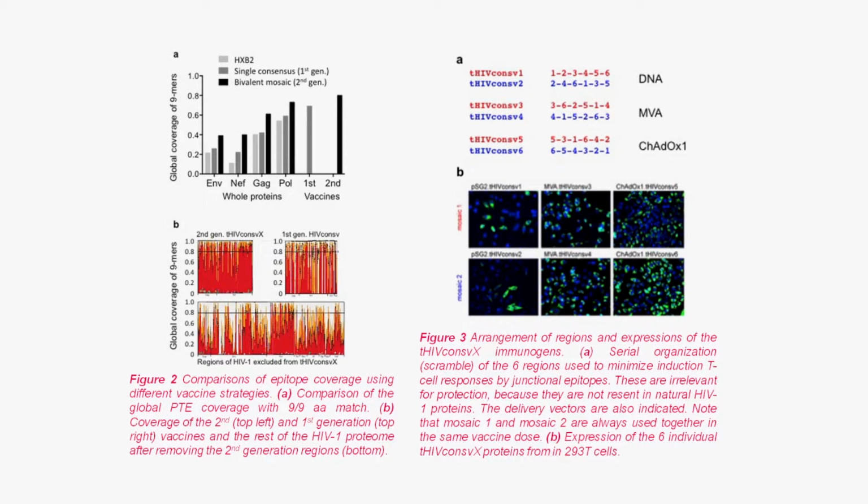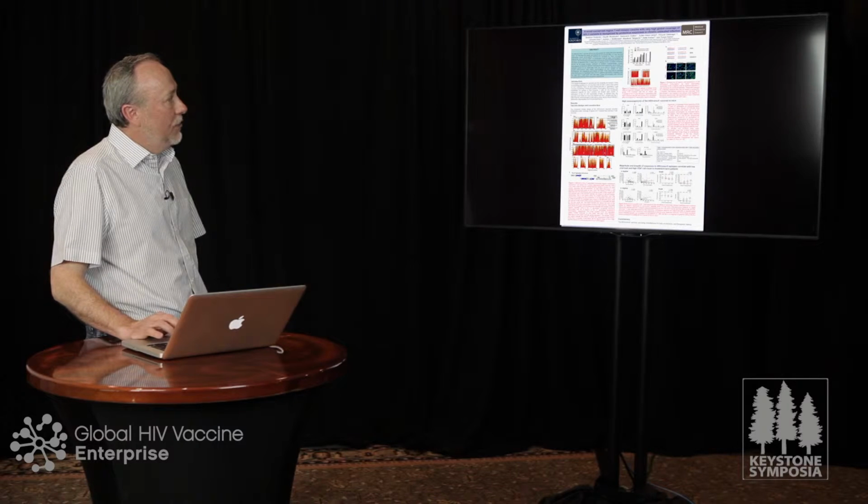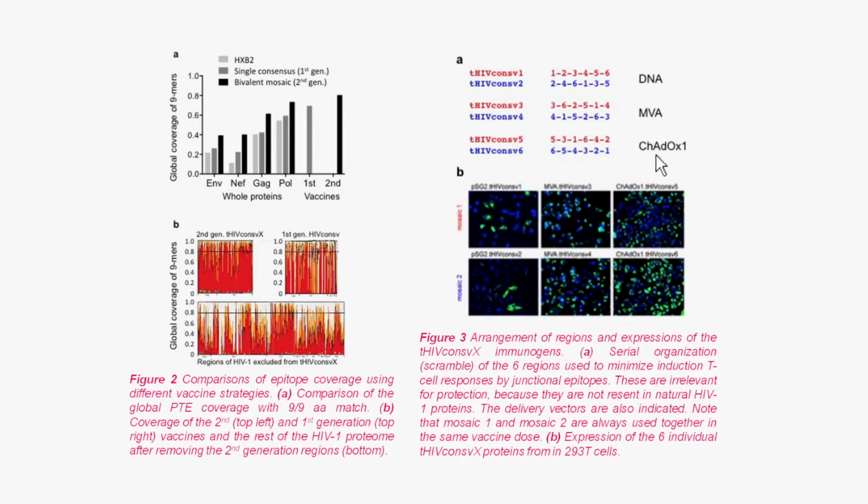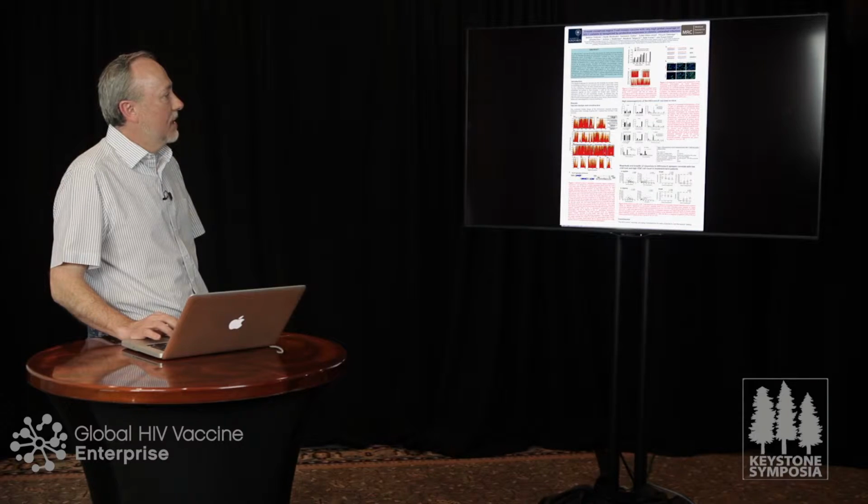The 2 mosaics, mosaic 1 and mosaic 2, differ by about 10 amino acids, and they are always used together for immunization. They can be delivered by DNA or MVA or chimp adenovirus. So for each dose we have half the dose of each junction, and we never boost with the same junction again when we use the other vector for prime and boost. So we have 6 different proteins. We have confirmed the expression of these proteins in human cells.